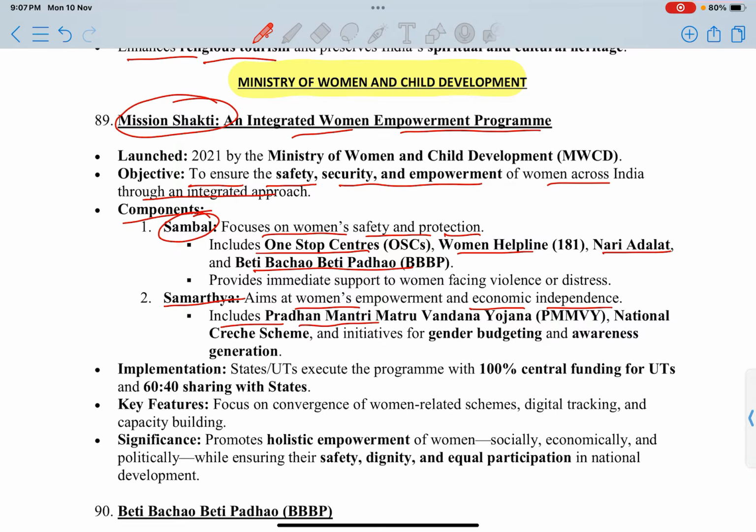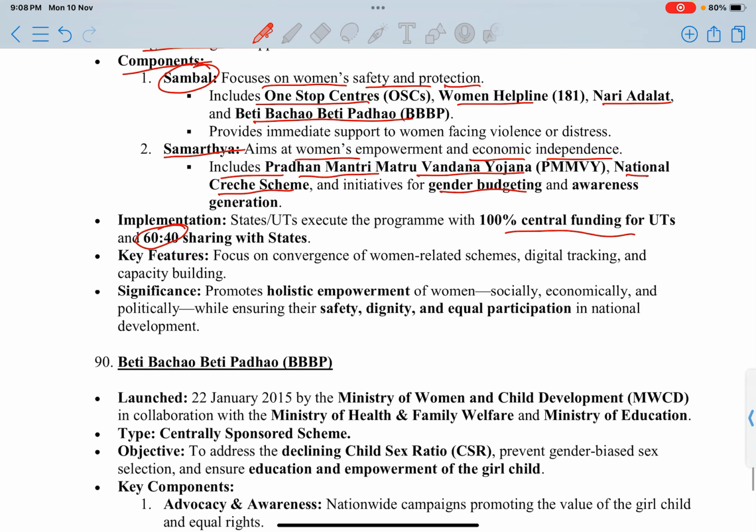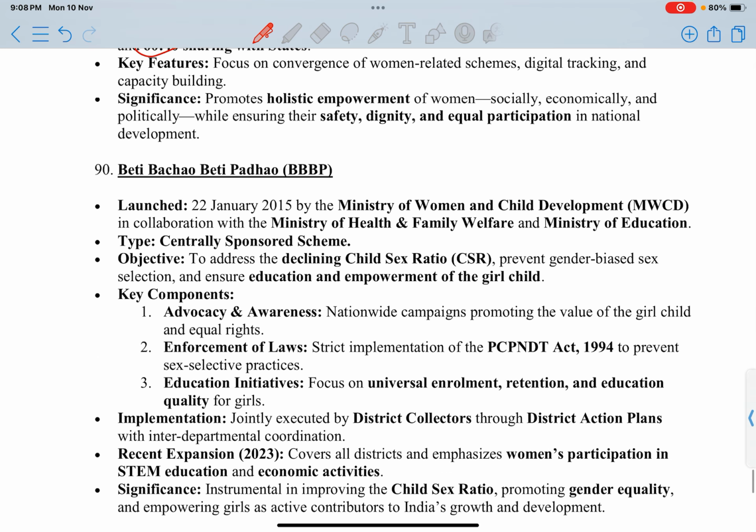Include Pradhan Mantri Matru Vandana Yojana, National Creche Scheme, and gender budgeting, etc. Implementation is done by the Centre, states and UTs, with 100% central funding, or 60-40 sharing with the state. Next is Beti Bachao Beti Padhao. Again, this is a very important scheme.